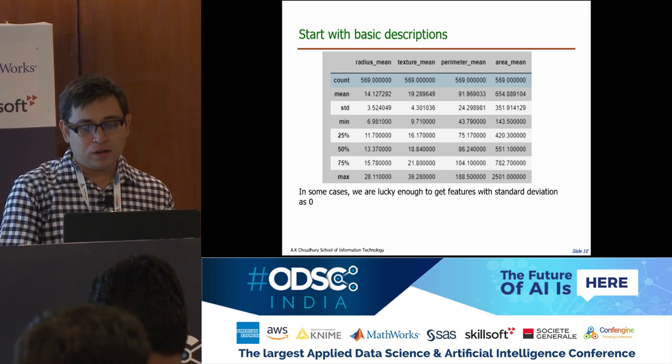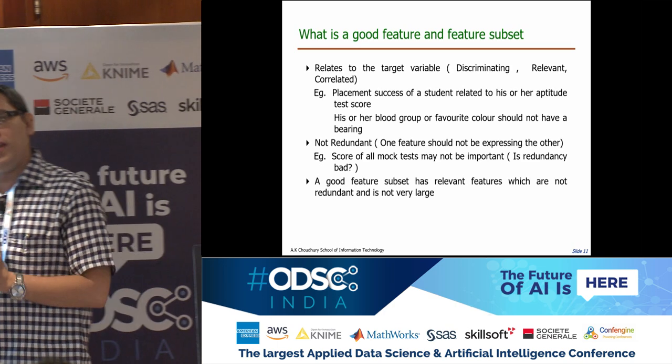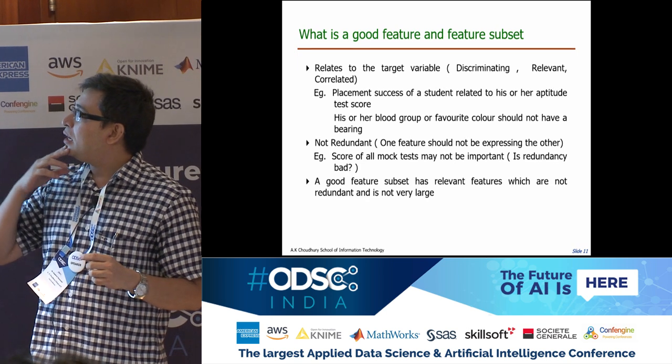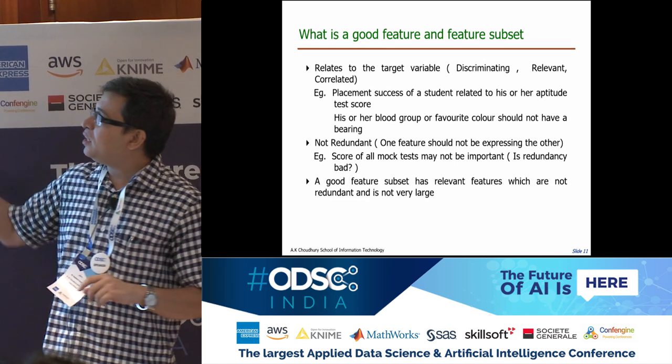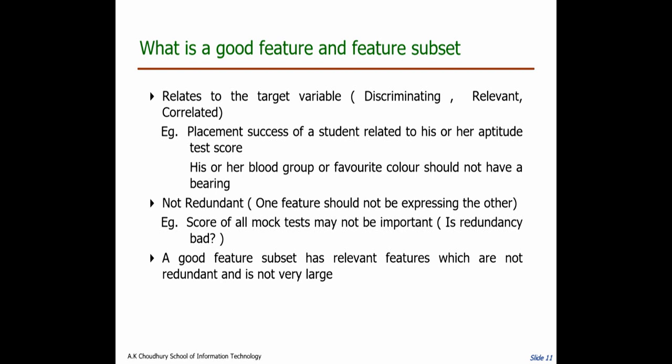But before doing our algorithm, let us see what is a good feature and what is a good feature subset. A good feature will be something which is related to the target variable. If I am thinking of the placement success of a student, an aptitude test score is a relevant measure. And his or her blood group or his father's name or his native place may not have any bearing. So not relevant, and not redundant. I have given an example that the scores of all mock tests may not be important. You have taken a lot of mock tests, and maybe after 6 or 7 mock tests, the same pattern keeps coming.